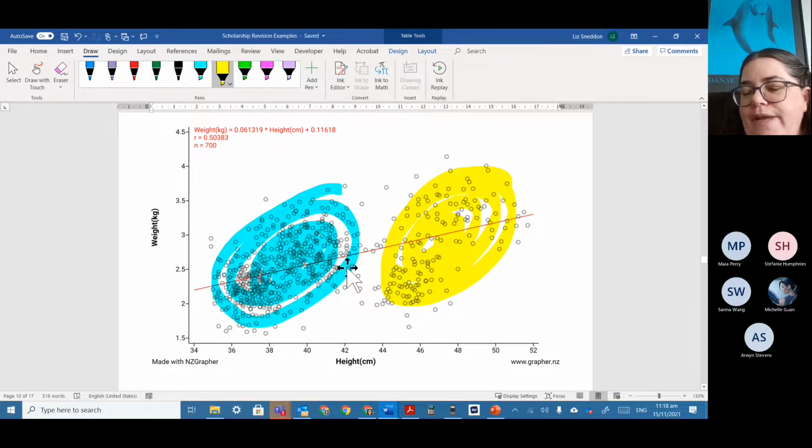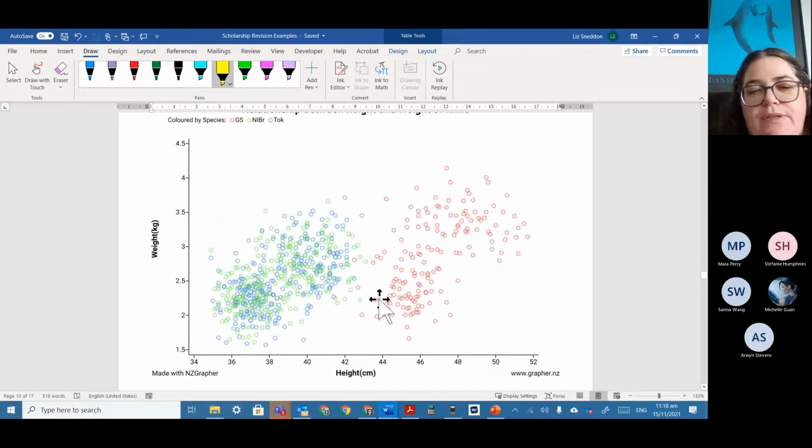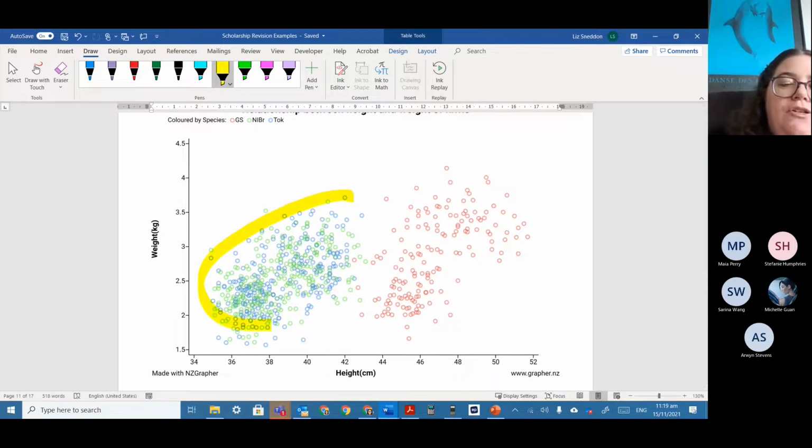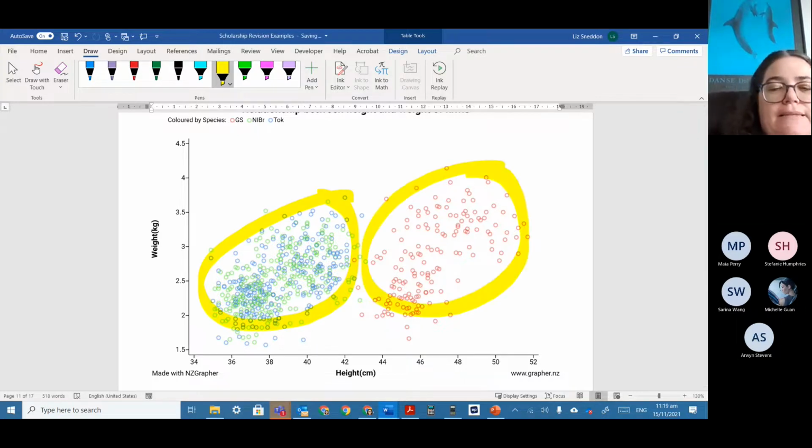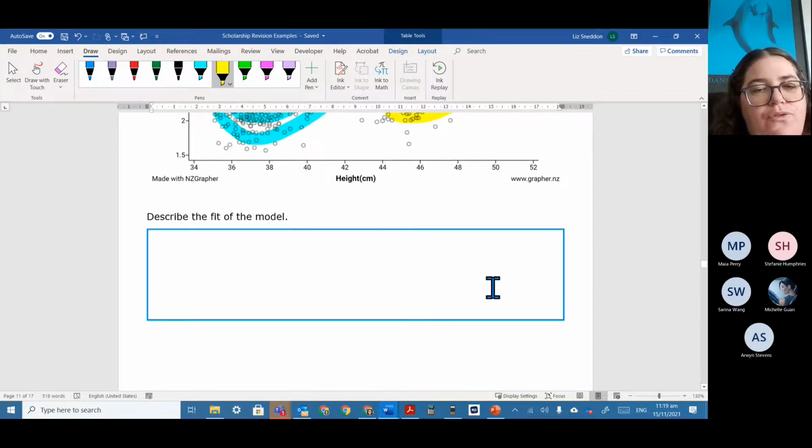And when I colour it in, the red dots are my great spotted kiwis. The green and the blue dots, they're my other two species, the North Island brown and the Southern Tokoeka. So when I colour these in, now I can see there are definitely these two clusters within our data set. So it's not always easy to see that from the original graph.